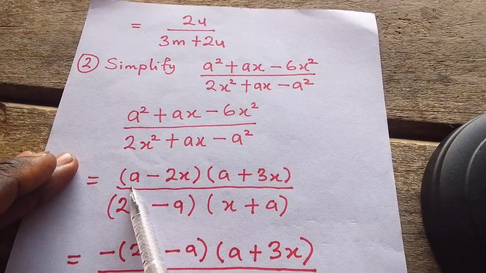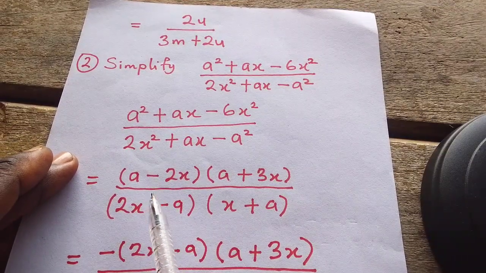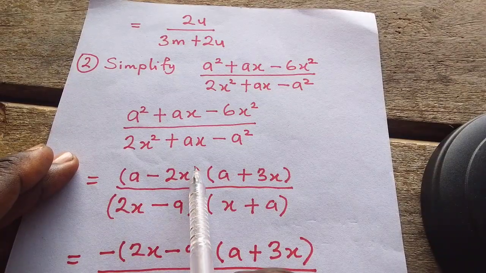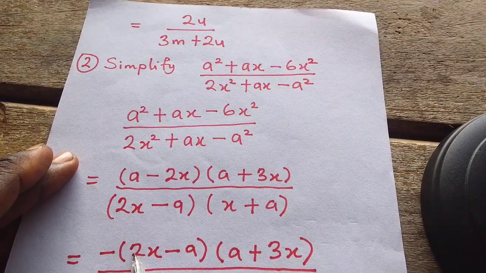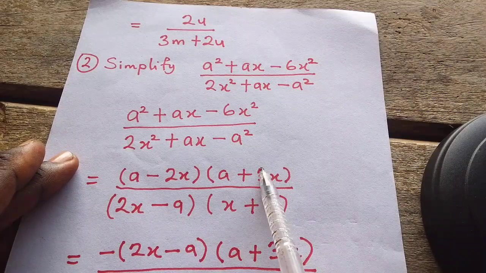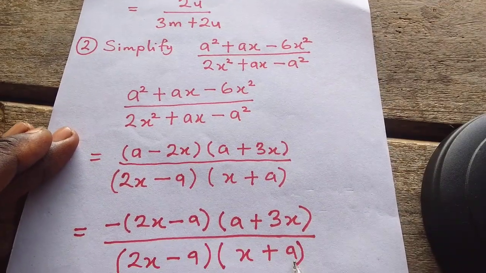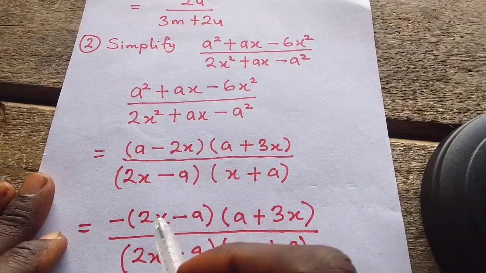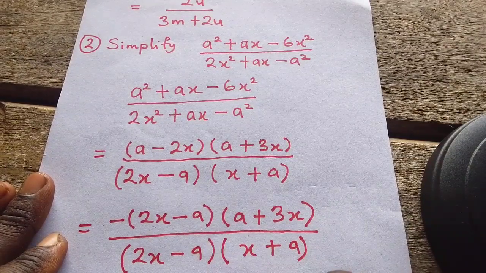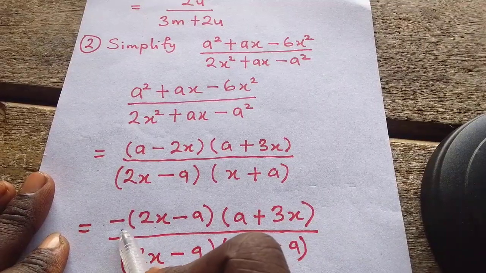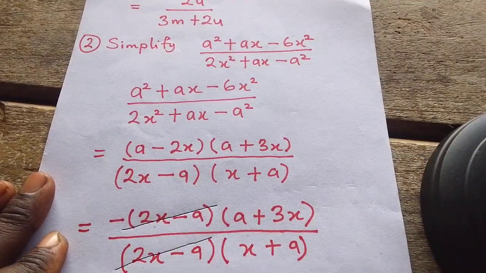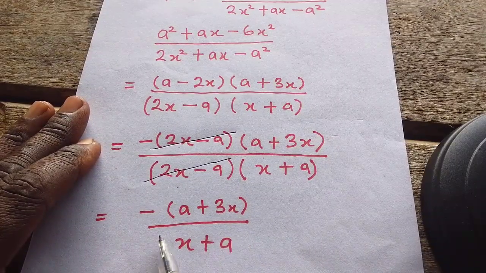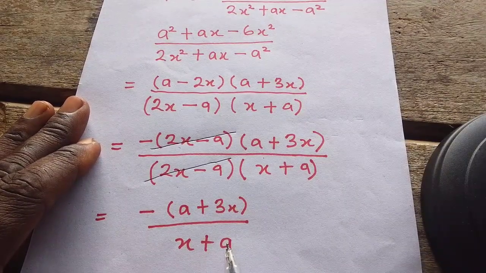So that the numerator and the denominator will look alike is the reason why I rearranged this one to give me minus (2x minus a). This (a plus 3x) is still there, over the factors that are still there. Now 2x minus a and 2x minus a look similar, so they can easily cancel out. So you are now left with what? Minus (a plus 3x) over (x plus a).